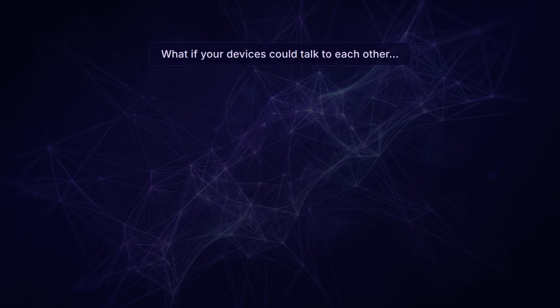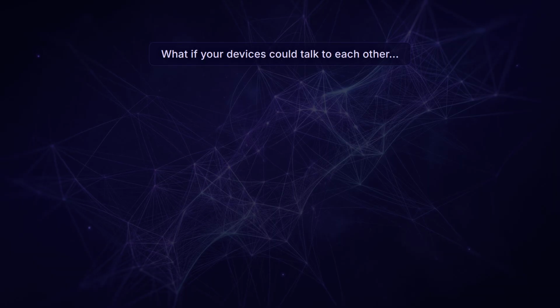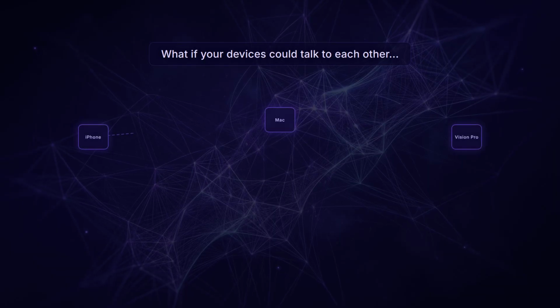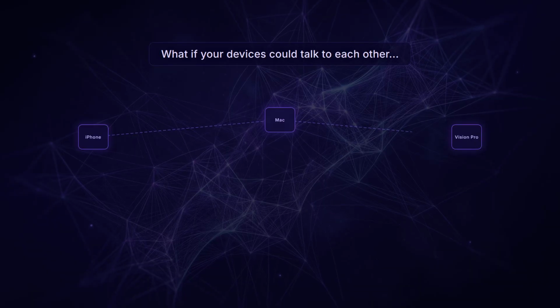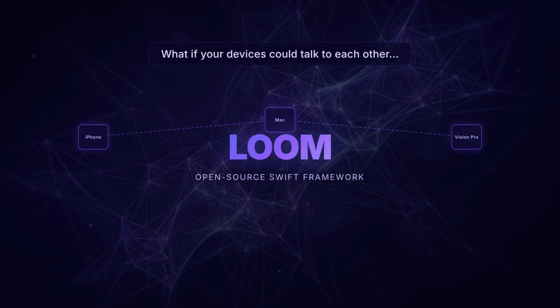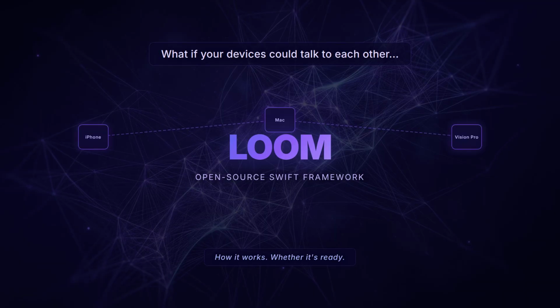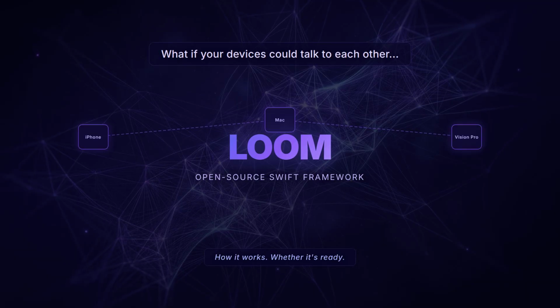What if your iPhone, your Mac, and your Vision Pro could all talk to each other securely over any network without you having to build a single line of networking code? That is the promise of a brand new open source Swift framework called Loom. And in this video, I'm going to take you through everything it does, how it works under the hood, and whether it is actually ready for you to ship in a real app.